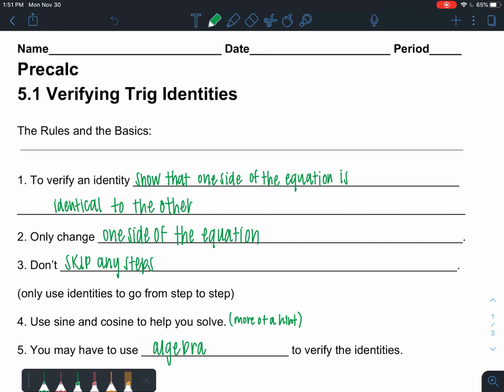Today we're verifying trig identities. So first let's go through the rules and the basics. To verify an identity, we need to show that one side of the equation is identical to the other.